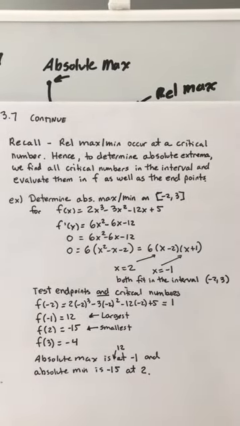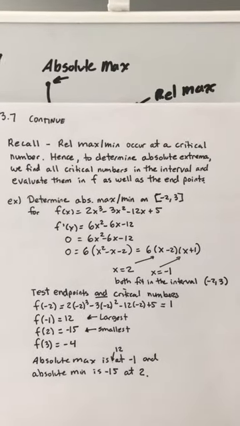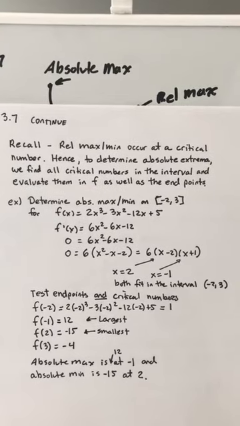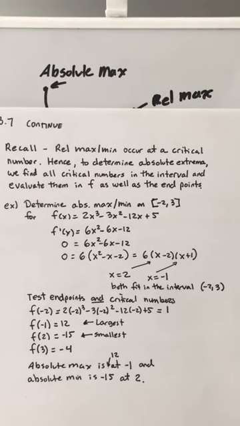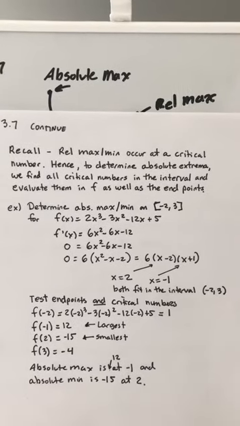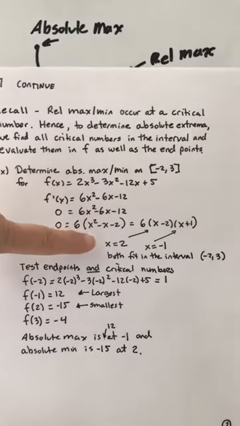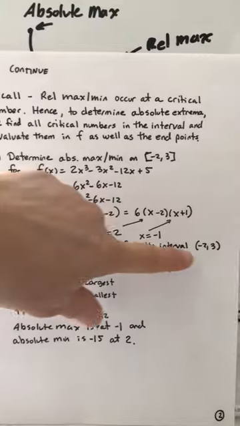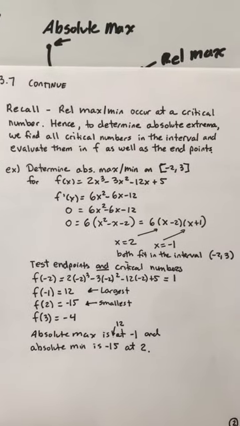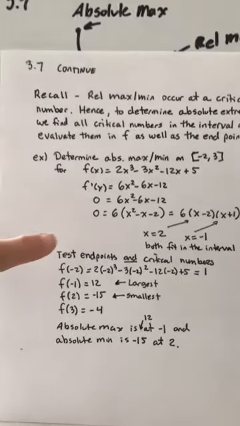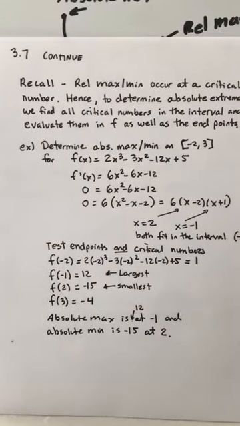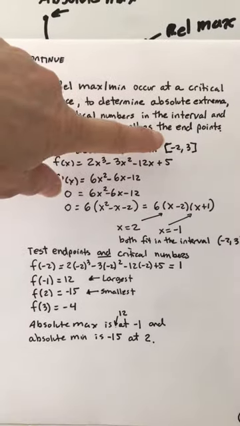We look at the derivative. F prime of x is 6x squared minus 6x minus 12. We set the derivative to 0, and then we solve to find our critical values. Notice both these numbers, 2 and -1, fit in the interval from -2 to 3, the open interval. Now we go to test the endpoints and the critical numbers. So we start with the endpoint right here, -2.